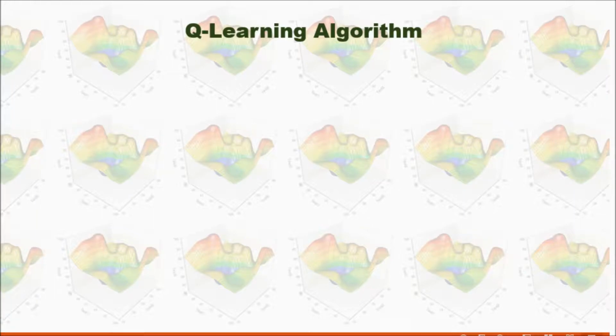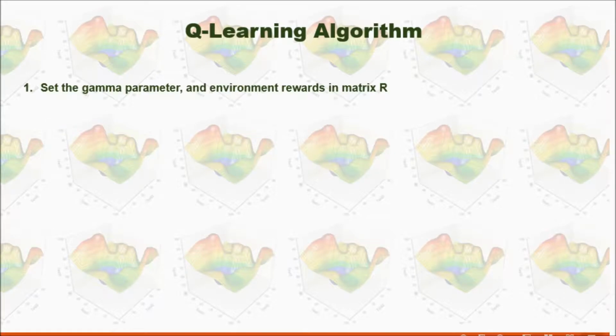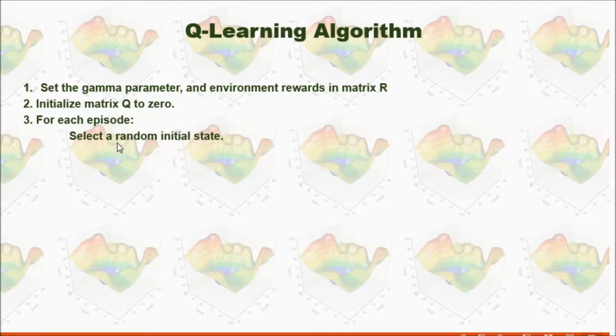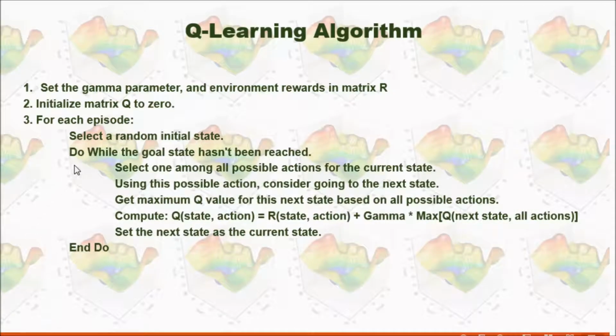Okay, now let's go over the Q-Learning algorithm. First, we'll set the gamma parameter and environment rewards in matrix R. That is our initial matrix. And then we will initialize matrix Q to 0. Then we will consider several episodes. For each episode, we will select a random initial state. And then we'll go through this loop.